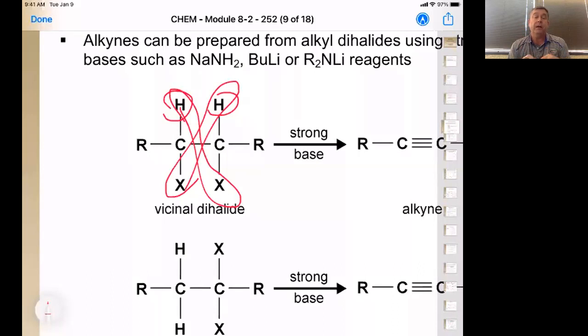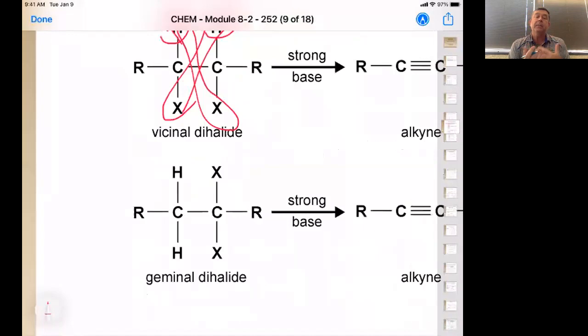We're changing the hybridization again, and therefore we have to use very strong bases like sodium amide, butyl lithium, and some lithium reagents we'll learn about too. Okay, so we have to have very strong bases to do this. Now, what if you had 2 halogens on the same carbon? If they're on the same carbon, we call those geminal. Geminal means twin, and so you have 2 halogens on the same one.